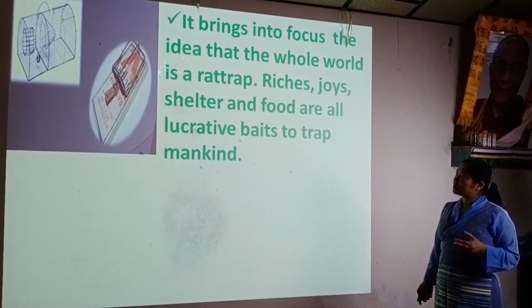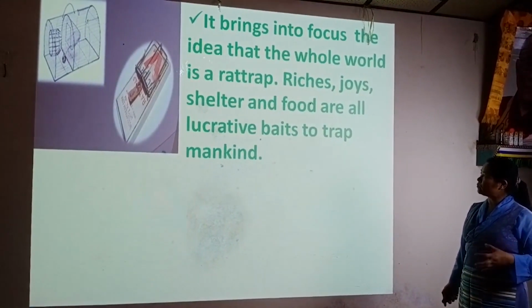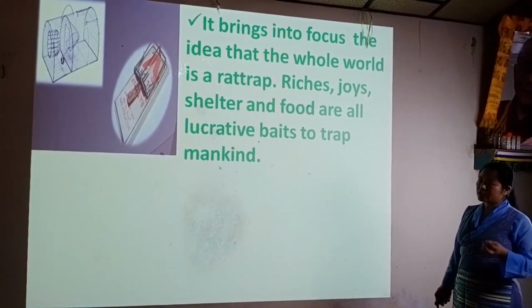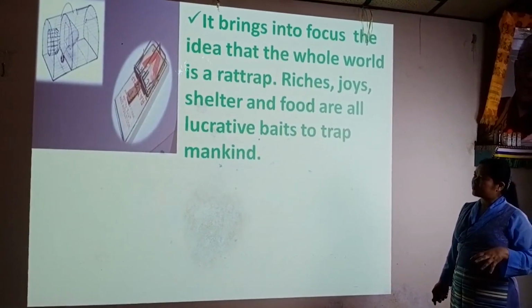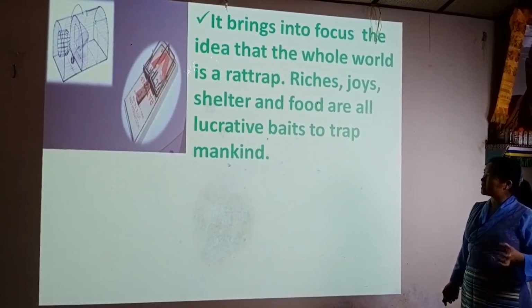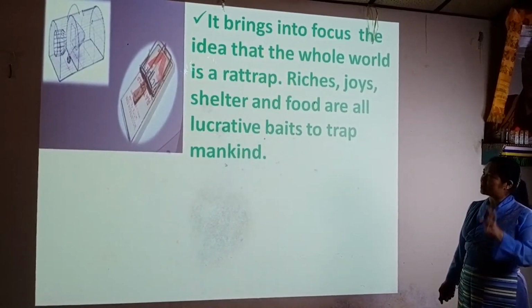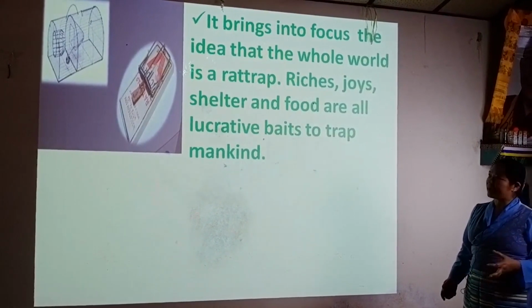So what the writer is saying is all the riches, food and shelter are like the bait that traps us and causes lots of sufferings in our lives. So the whole world is like that rat trap. And in that rat trap, we get caught and suffer.